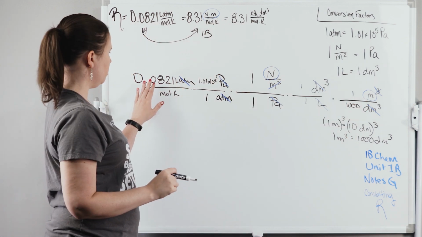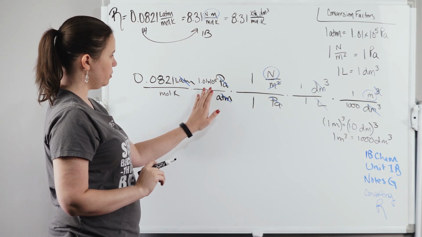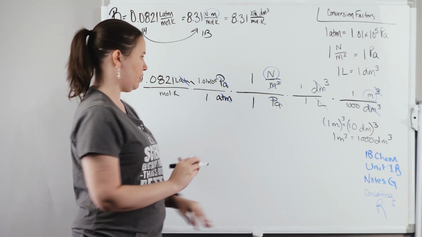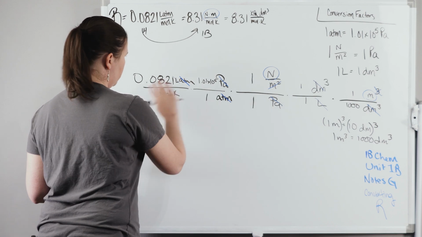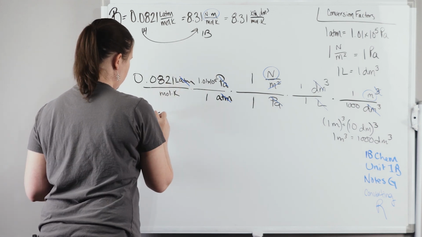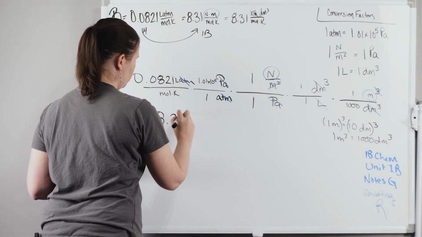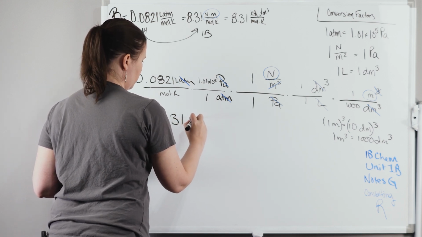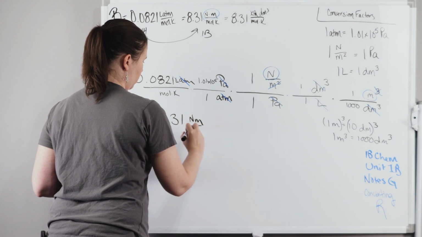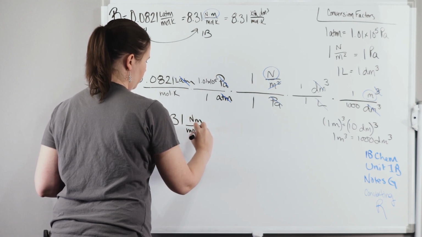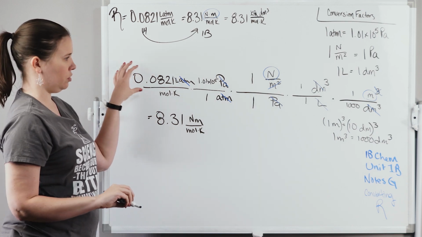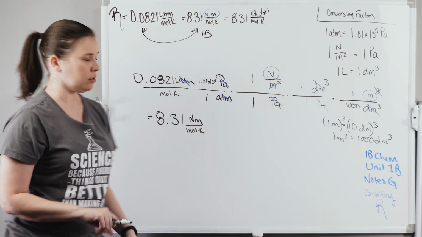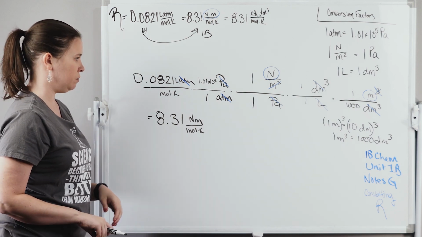So math-wise, we're going to multiply 0.0821 times my Pascal number here, 1.01 times 10 to the 5th, and then divide by 1,000. Using these rounded numbers, you get slightly less than 8.31, but the actual number should be 8.31, and what's left on top is Newton meters, and on the bottom, mole Kelvin. So we've transitioned from honors to IB. It's really the same universal gas law constant, just with different units.